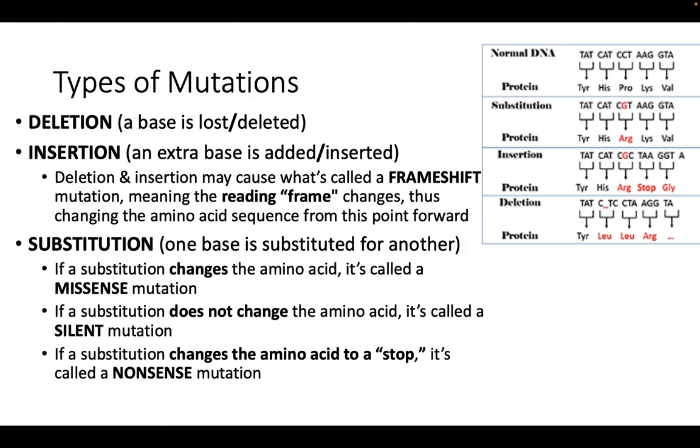Deletion mutation is when a base is lost or deleted. So for instance, here it's supposed to be CAT if we look at the original DNA, but this one is missing the A, which then makes it skip, so it becomes CTC instead. That's when there's something missing.